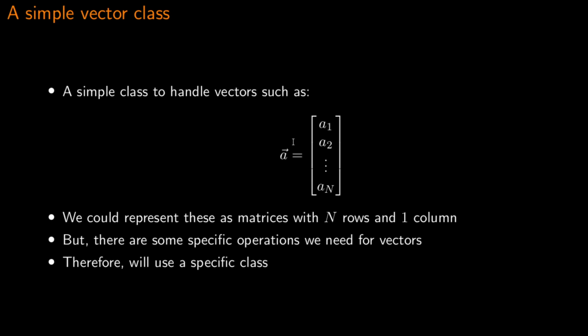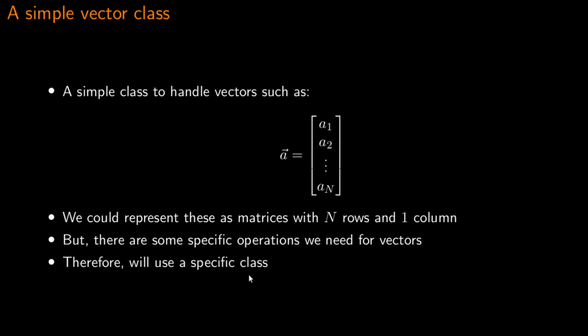So a very basic vector would be something like this. This is the vector A, which is then basically just a column of elements A1, A2 through to AN. And you can see that this is essentially the same as a matrix, but it just has one column and n rows. So as I've just been saying, we could represent vectors simply using the matrix class, but because of some specific aspects of vector arithmetic that we want to implement, it makes a lot more sense to do it as a unique class.